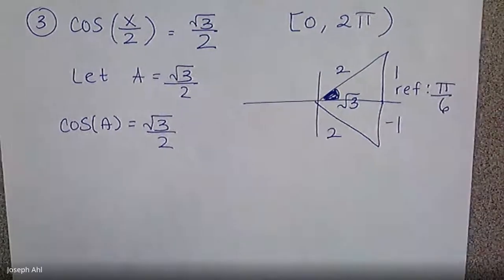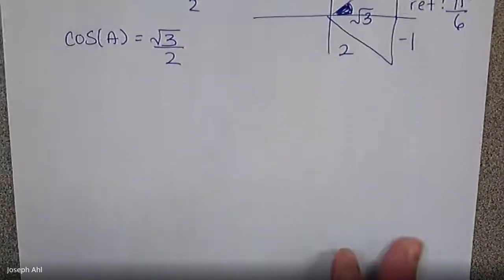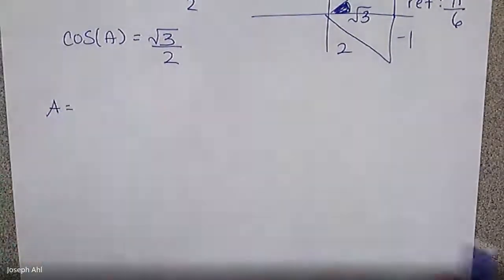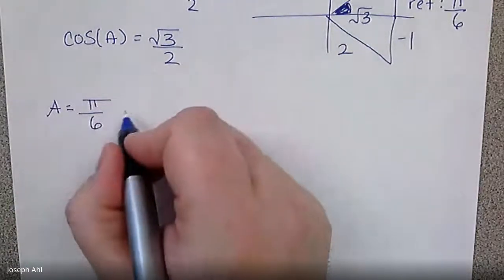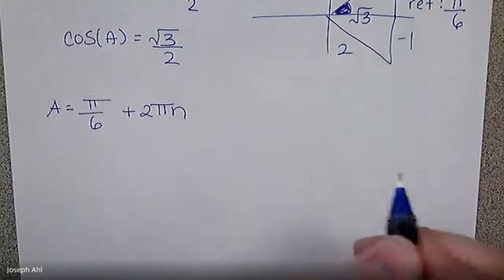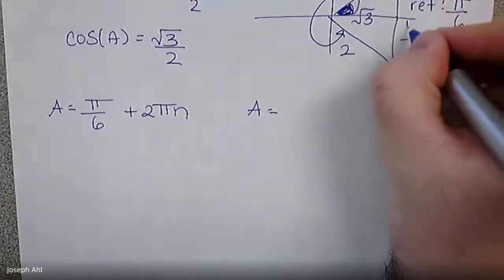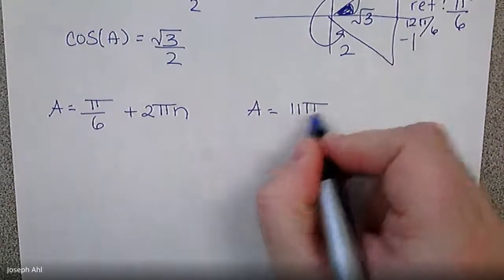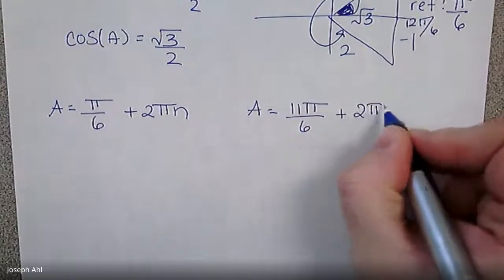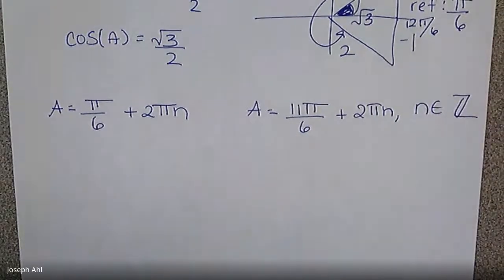And at this point, I'm kind of flying because this is stuff that we should be able to come up with hopefully pretty easily. All right, so what does a equal? A would equal, in quadrant 1, pi over 6. Add on the general solution, plus 2 pi n. In quadrant 4, full circle is 12 pi over 6. So we're pi over 6 before that, which is at 11 pi over 6, plus 2 pi n, where n is an element of the integers.